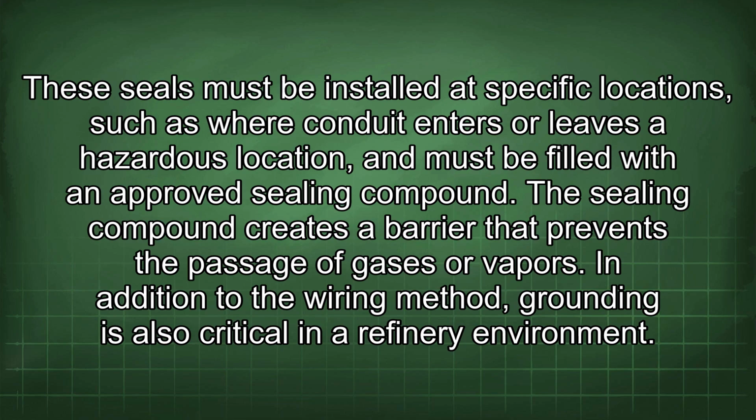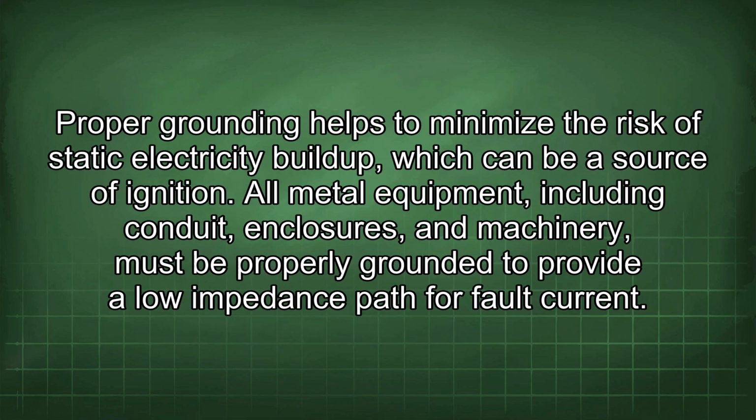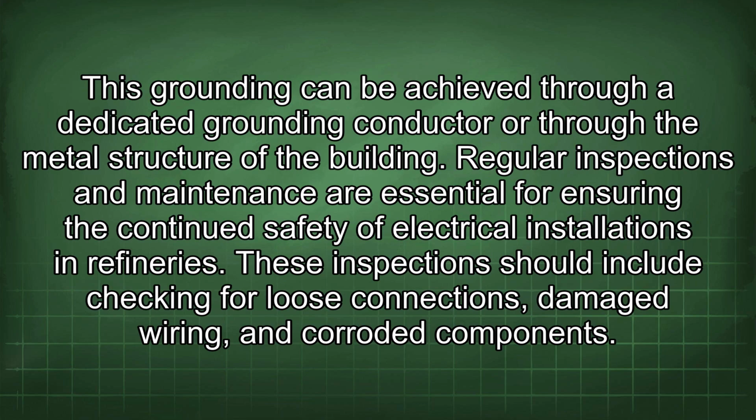In addition to the wiring method, grounding is also critical in a refinery environment. Proper grounding helps to minimize the risk of static electricity buildup, which can be a source of ignition. All metal equipment, including conduit, enclosures, and machinery, must be properly grounded to provide a low impedance path for fault current. This grounding can be achieved through a dedicated grounding conductor or through the metal structure of the building.